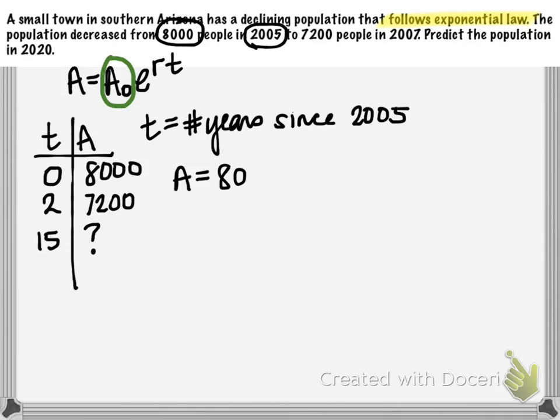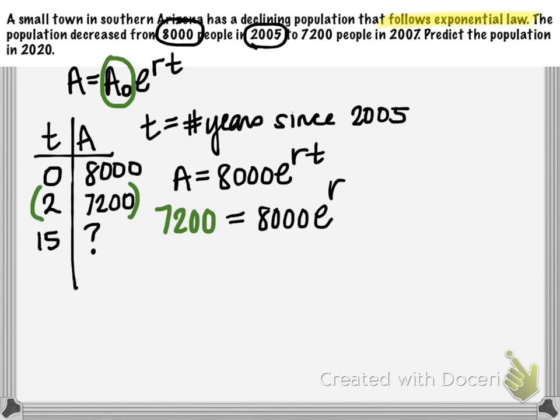So we have that information. That's A is equal to 8,000 e raised to the rt power. Then we move on in the table. At a time of 2, we have 7,200 people. So that's going to allow us to substitute into our equation: 7,200 is equal to 8,000 e raised to the r times 2. So when t equals 2, my amount is 7,200. And this is going to let us solve for r, which is the relative decay rate, sometimes called the decay rate constant.